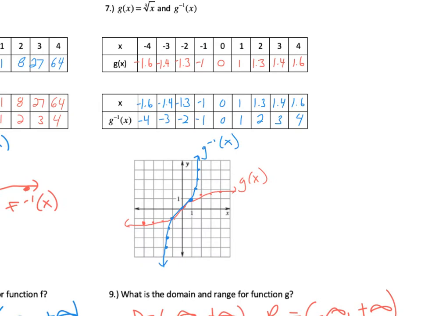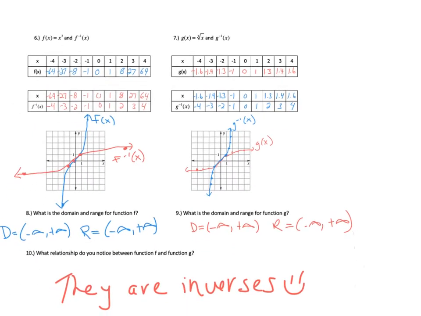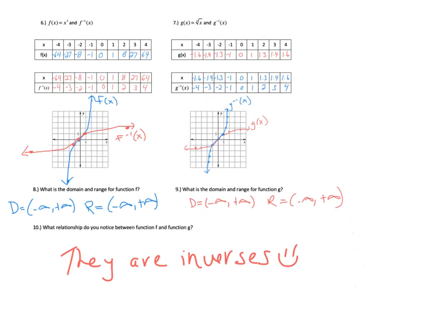And you can pause at any point in time in the video today to stop and check your values and make sure that they're right. But though we have different numbers, please just notice that we do get the exact same picture. So what does this mean? It means they're inverses of each other. X cubed and the cube root function are inverses of each other.